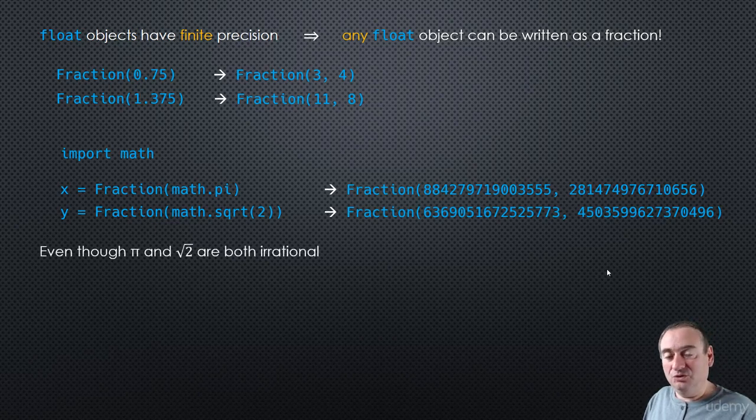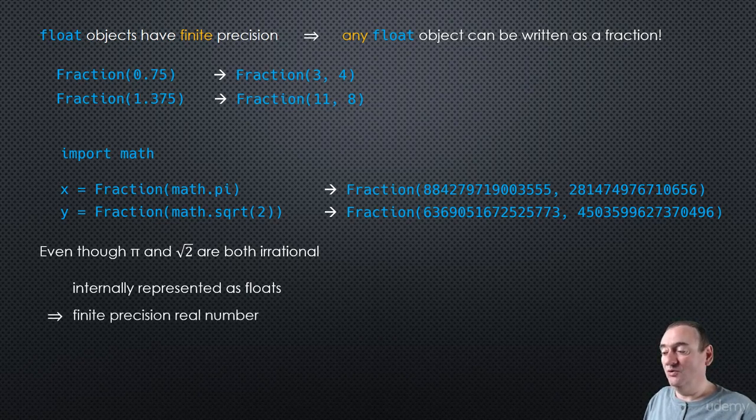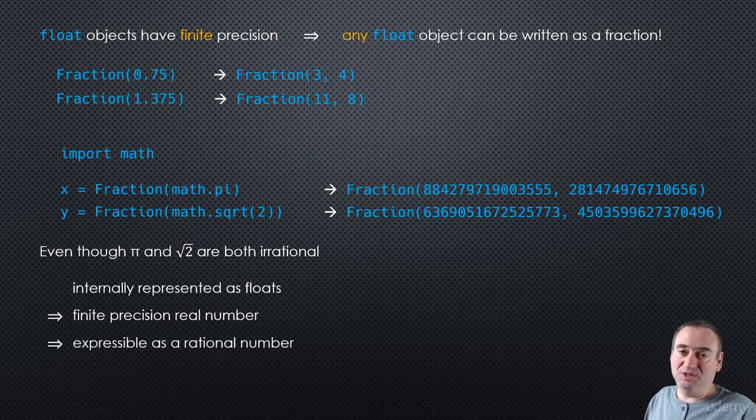Now, pi and root 2 are both irrational numbers. But of course, what happened is that internally they're represented as floats, right? math.pi is a floating point number, but it is a finite precision. So, because they're finite precision, they're expressible as rational numbers. But they are just an approximation. So pi is not equal to this fraction here. Square root of 2 is not equal to that fraction there. They're approximately equal to that.